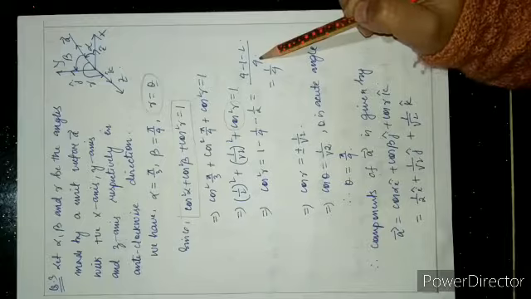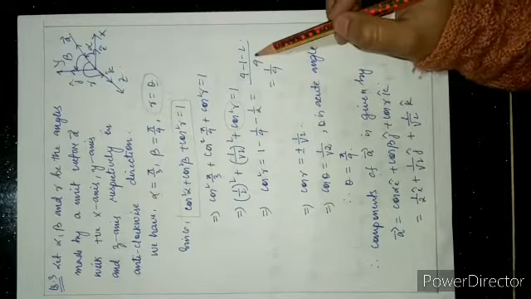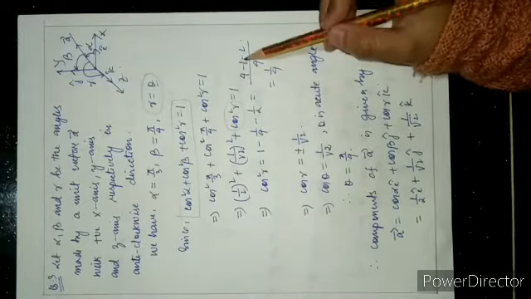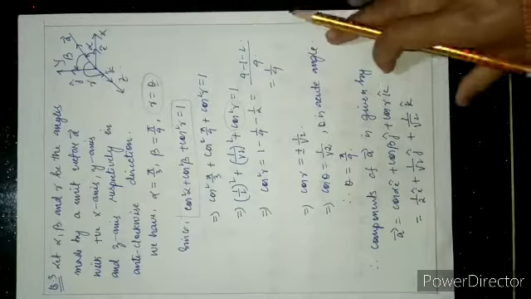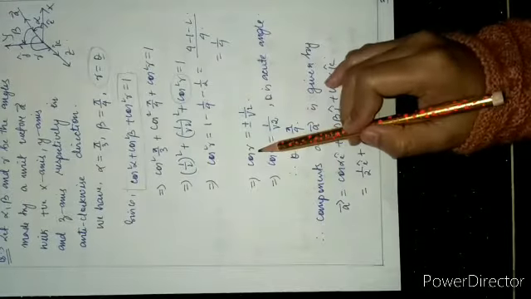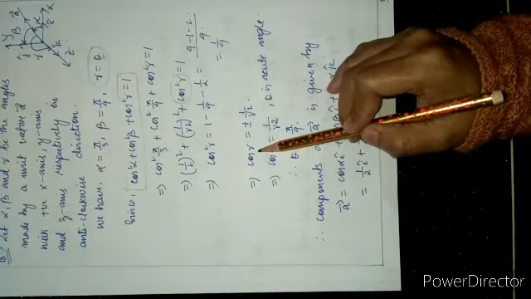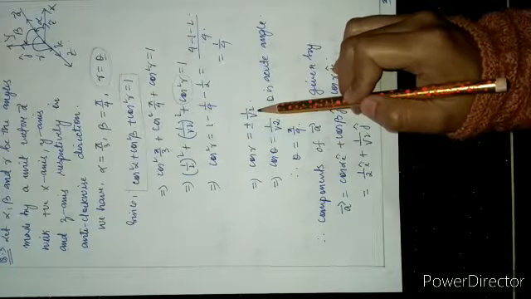Taking LCM 4, we have 4 minus 1 minus 2, so 1 by 4. Taking square root on both sides, the value of cos gamma is equal to plus or minus 1 by root 2.